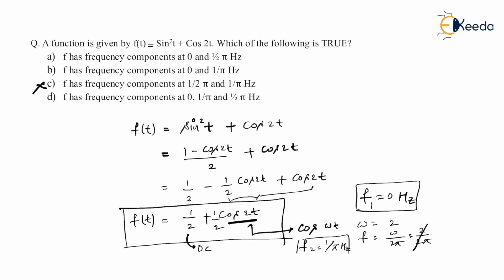Is that right? So let's see. Option A would be correct if it gave the frequencies 0 and half pi. Okay, so it is not half pi. So it is not option A for sure. Let's go for option B. Option B says it is 0 and 1 by pi. So yes, option B is the correct option. So we need to eliminate option D also.